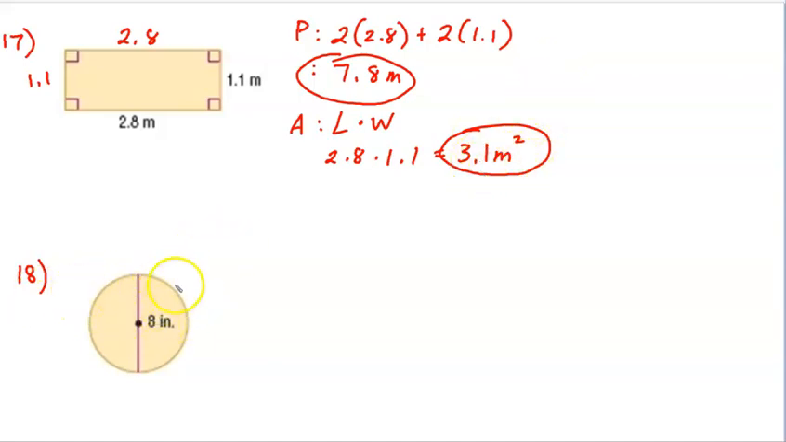All right, number 18, of course, is a circle. So to get the perimeter of a circle, it's called the circumference, actually.